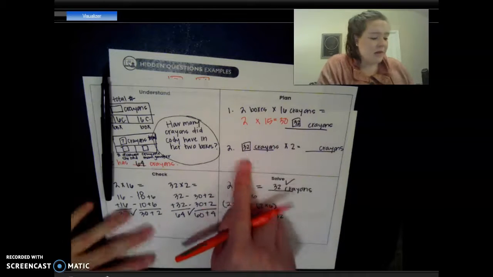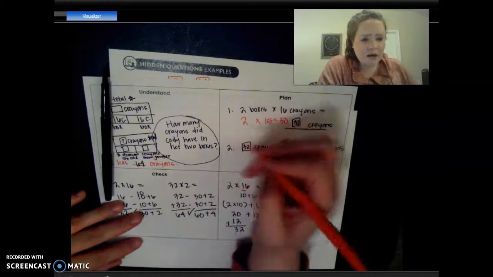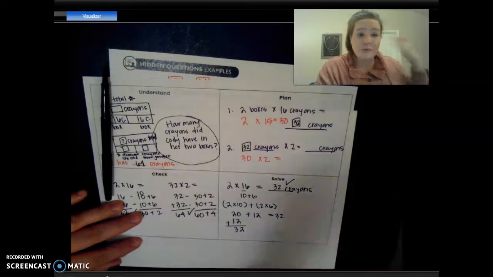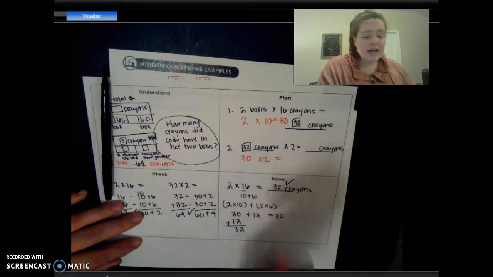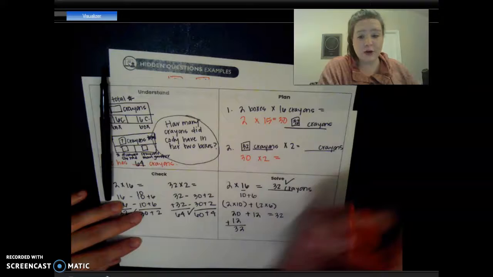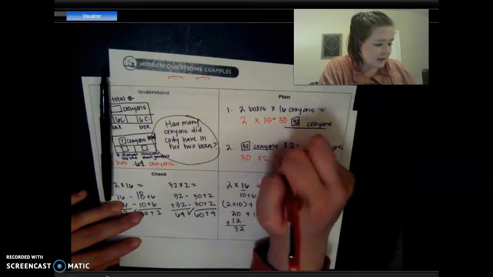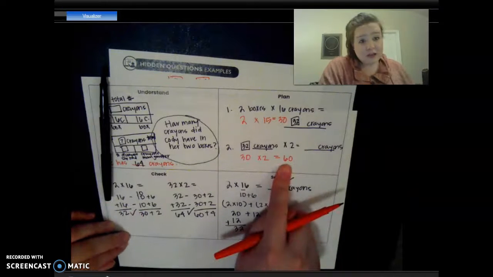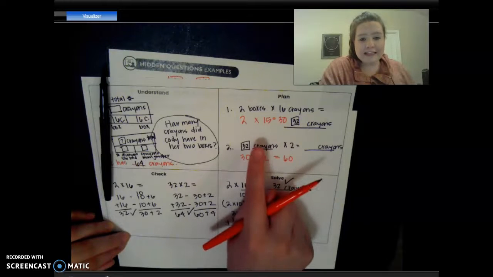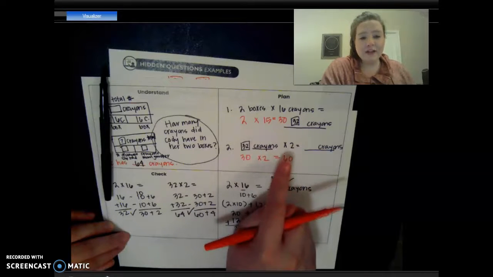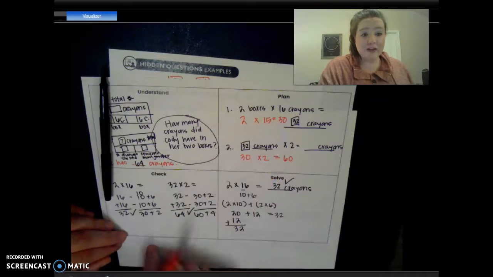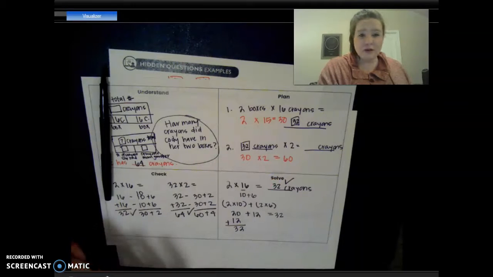Okay, same thing here. I'm going to estimate 32. I'm going to do 30 times 2 because those are easy numbers for me to do in my head. Those are easy numbers for me to estimate. So I did 30 times 2, which I know is 30 plus 30, and that equals 60. Well, my actual answer was 64. So because I estimated down, my estimate is going to be less than what I actually get, okay? That's just something really important to remember.